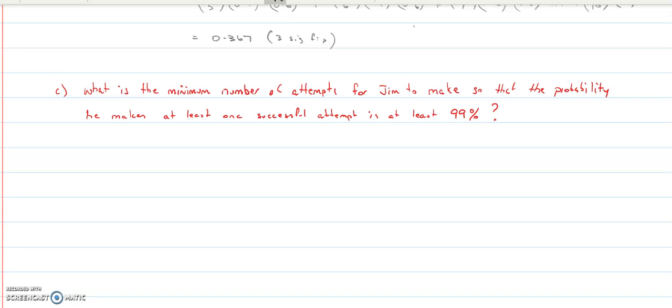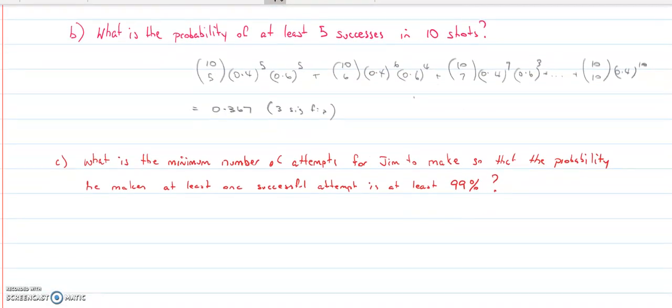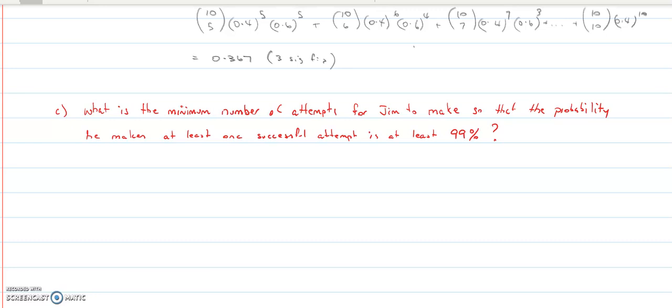So we're after the minimum number of attempts for Jim to make. Imagine he's shooting at the target. What we want is to find out how many attempts he needs to make, with his success rate of 0.4, so that the likelihood that he'll make at least one successful attempt is greater than 99%. This seems kind of crazy, but let's have a look at this.